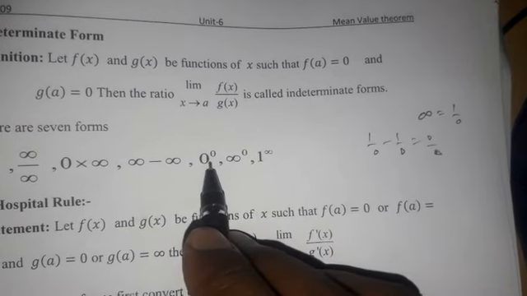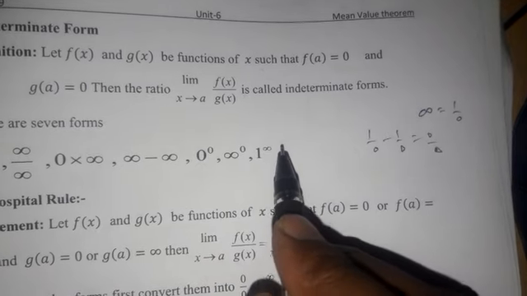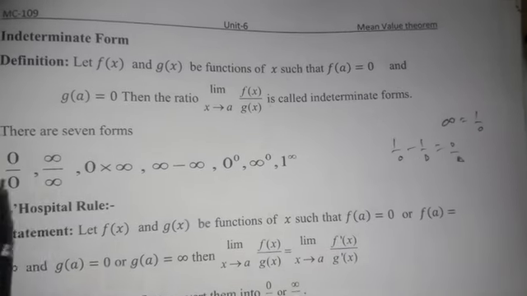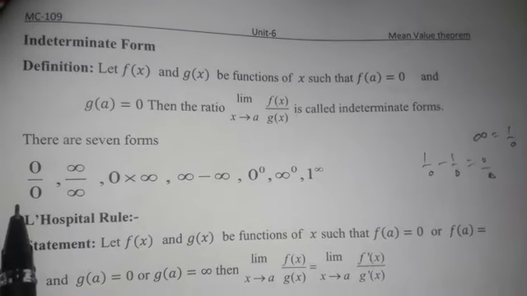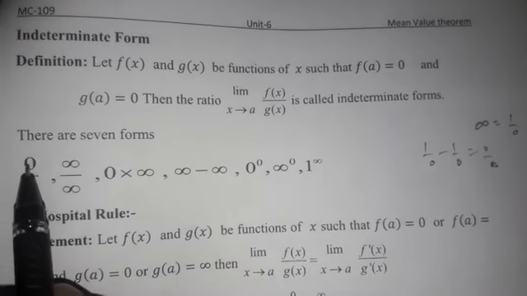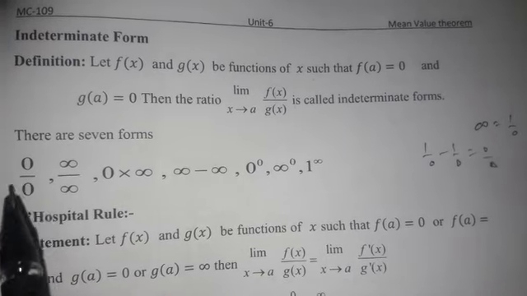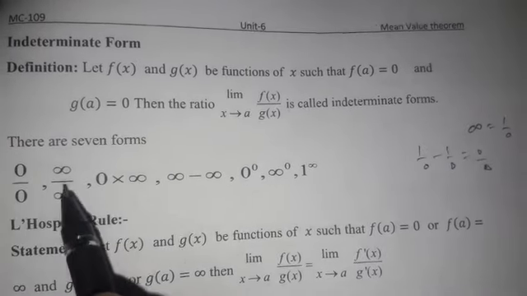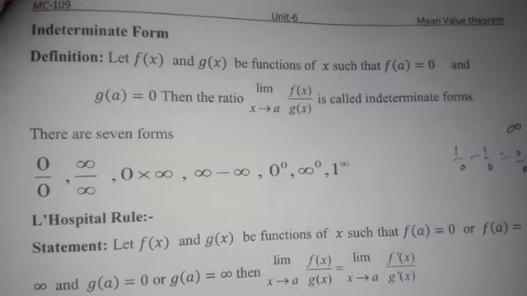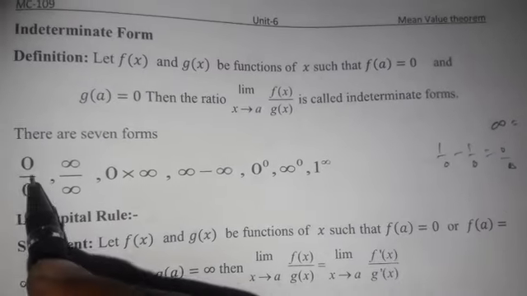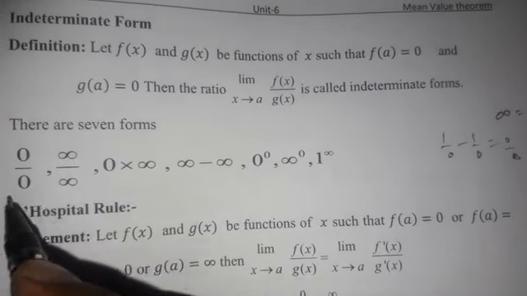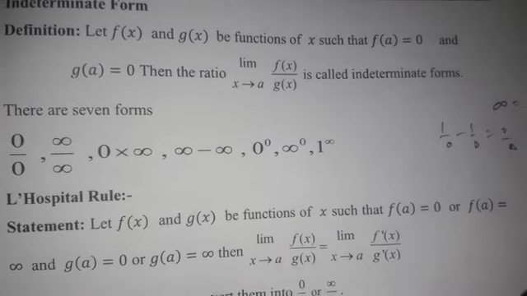Then the remaining 3 parts, 0 raised to 0, infinity raised to 0, 1 raised to infinity: if I take a log of this, then I get either infinity by infinity or 0 by 0. So all the remaining 6 forms we can convert into 0 by 0. So this is our basic form, 0 by 0, and all other indeterminate forms we can convert into 0 by 0. Now the question is, what happens if I take the value of 0 by 0 as some constant? Just like I can cancel 0 by 0, so 0 by 0 is 1 if I take it that way.